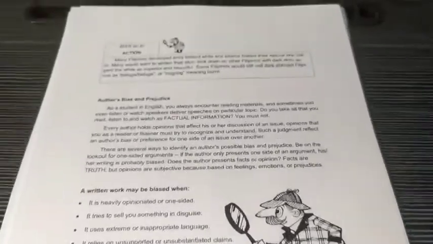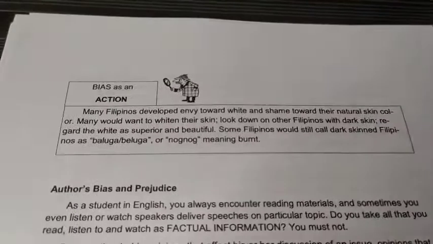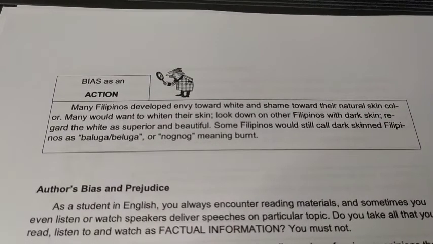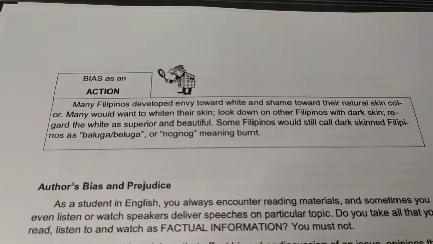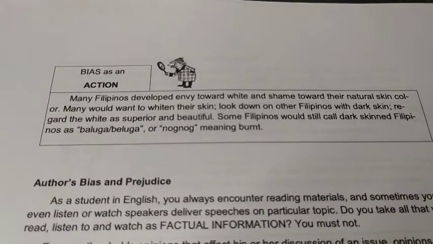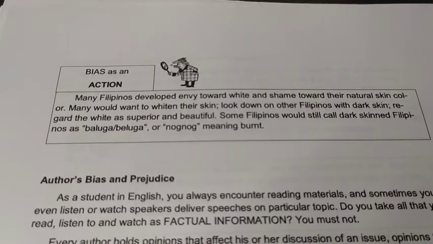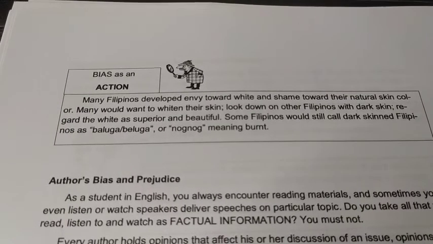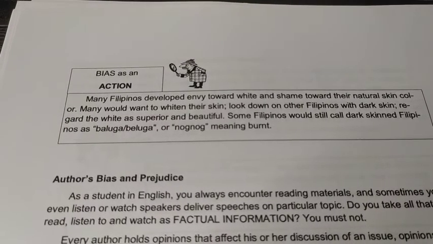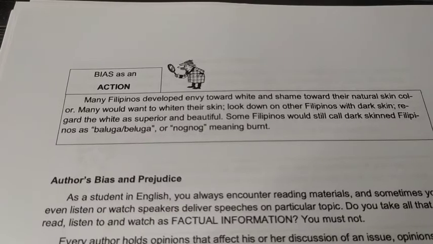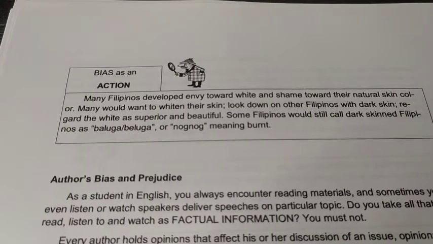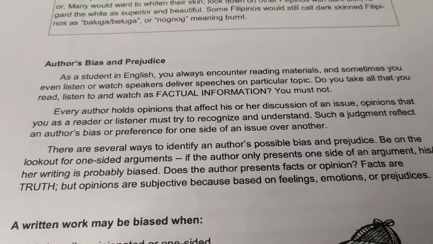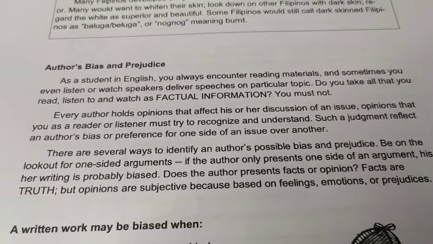So bias in action, like what I had said, if you do something based on prejudice, for example, the skin color, then that will be the bias, because you tend to make an action response based on a shallow judgment, or sometimes it is just a discrimination, part of discrimination. But so we have the author's bias and prejudice.